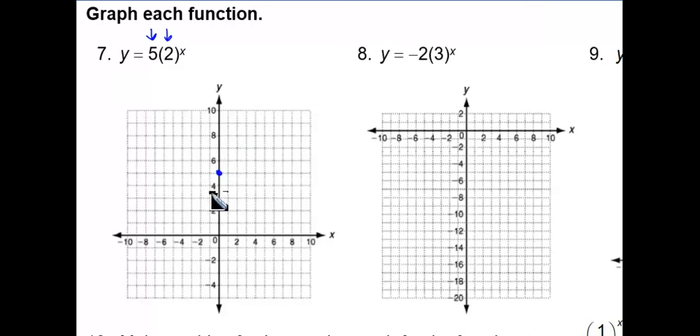Now, this side of the graph will come down and it's going to approach the x-axis, but it's not going to cross. We call this an asymptote. It's something where the graph gets closer and closer and closer to it, but it doesn't touch and it doesn't cross. If you wanted to actually plug in some values, you could do that also.